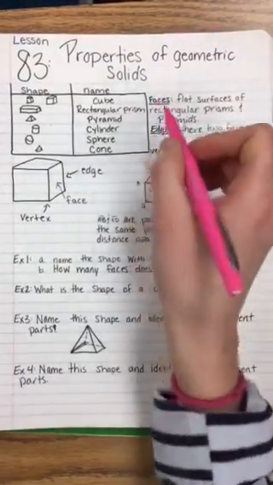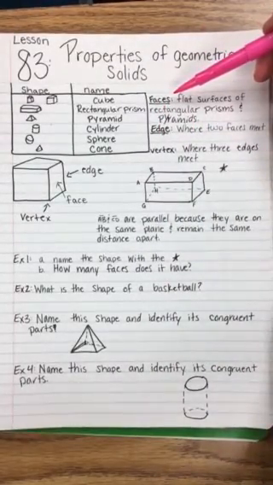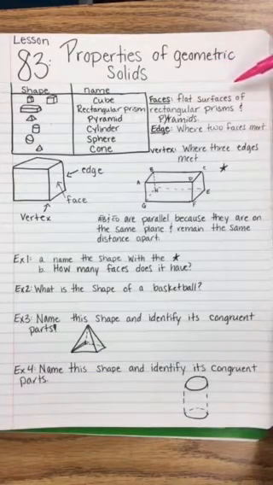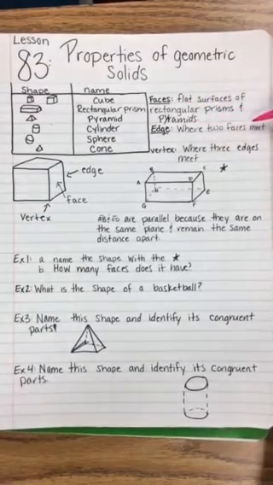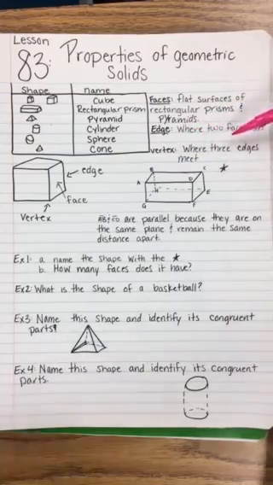And here we have 3 definitions. The first definition is faces, which are the flat surfaces of rectangular prisms and pyramids. Then we have edges, where 2 faces meet. And then we have a vertex, which is where 3 edges meet.